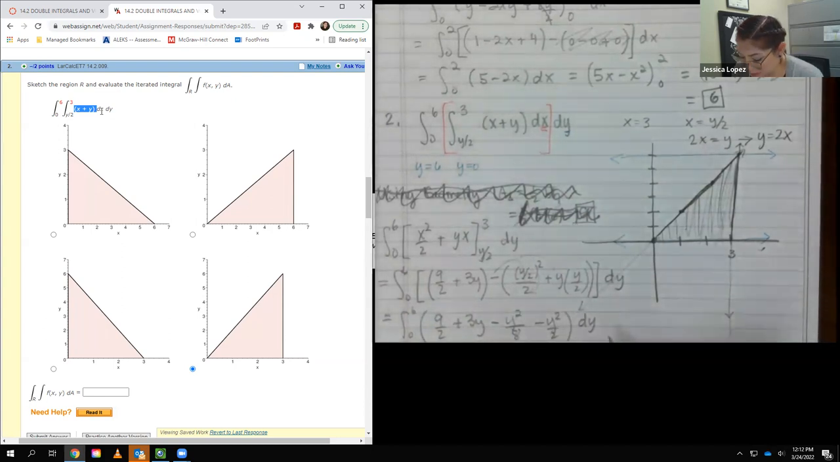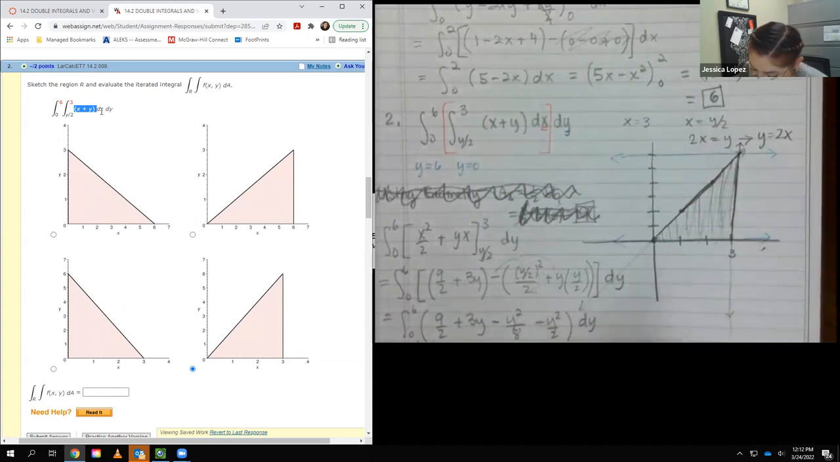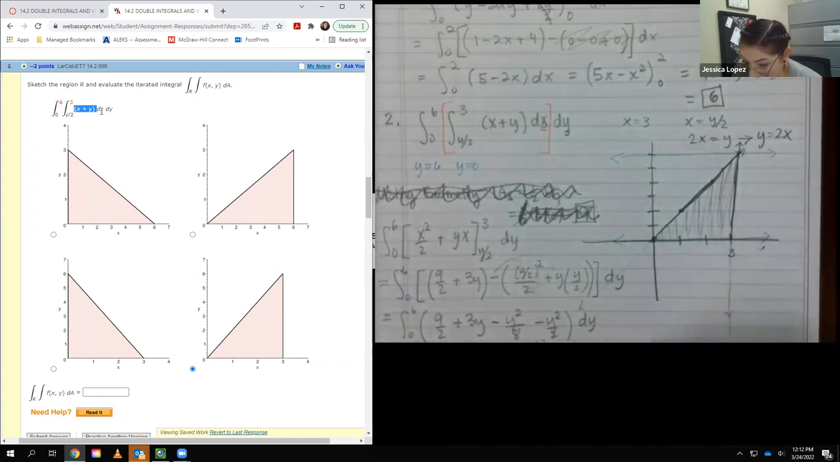Now I like to combine my like terms, but some people will just integrate it and then go from there. So what is negative 1/8 minus 1 over 2? I get negative 5/8 y squared. Yeah, right, 4/8 and then 1/8 make negative 5/8. Okay, cool.